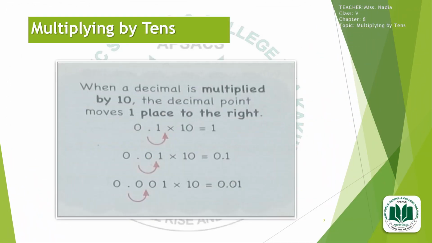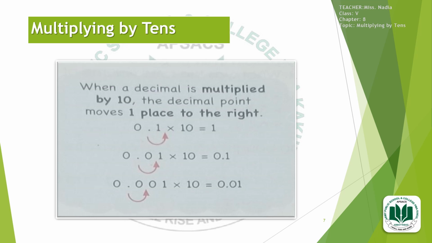Now, dear students, we will learn how to multiply a decimal by tenth. When a decimal is multiplied by 10, the decimal point moves one place to the right. For example, 0.1 multiplied by 10. Move decimal point one place to the right. Now the decimal point is after 1, so answer is 1. And 0.01 multiplied by 10. After moving decimal point one place to the right, the answer is 0.1.